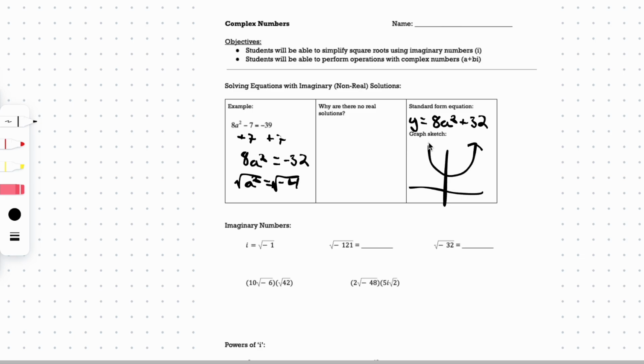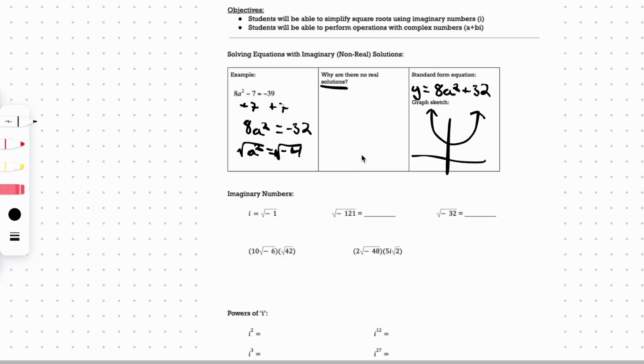What I want you to think about is what we talked about in the very beginning of this unit on quadratics: what are solutions on a graph? They're our x-intercepts, wherever we intersect the x-axis. But you see that this parabola never crosses over the x-axis. That's why we're not going to have any real solutions in this problem, but we will still have imaginary solutions. And that's what we're going to be doing in today's lecture.